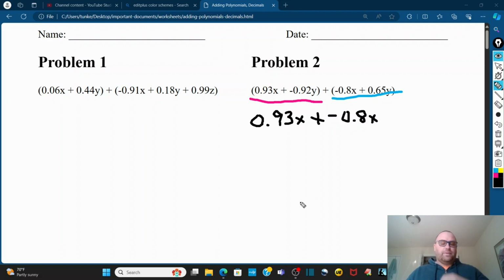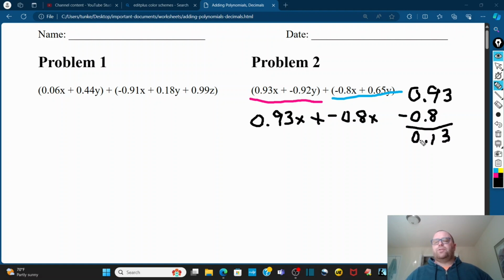Okay, so we're adding numbers of opposite sign. If we do that, we're going to take the one that's further away from 0 on the number line, in this case 0.93x, and subtract the one that's closer, the negative 0.8x. So I'm going to do 0.93 and subtract 0.8. We do 3 minus 0, so we get 3. 9 minus 8 is 1. So we get 0.13x. We're going to keep it positive because the number that is further away from 0 on the number line, the 0.93x, is positive. Okay, we'll cross those off and let's move to the y.